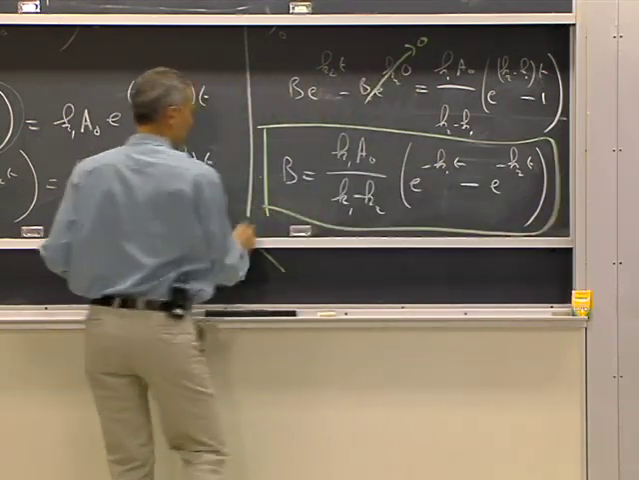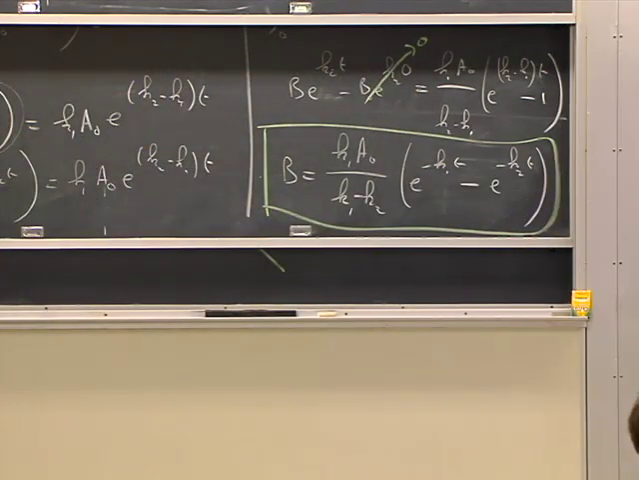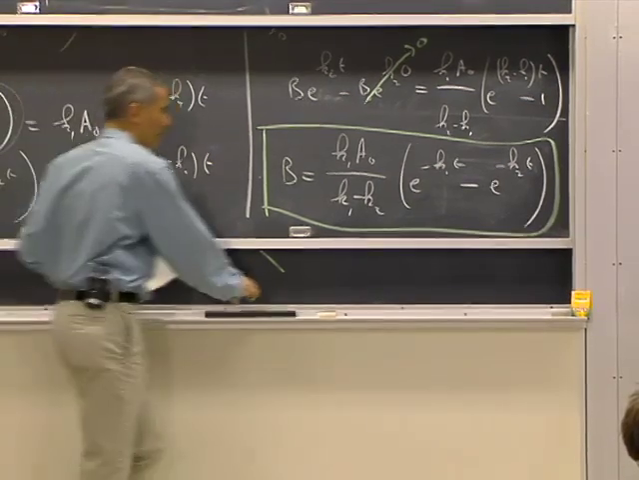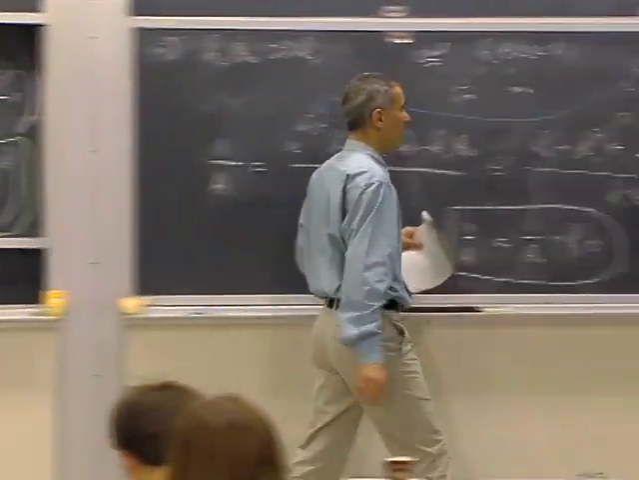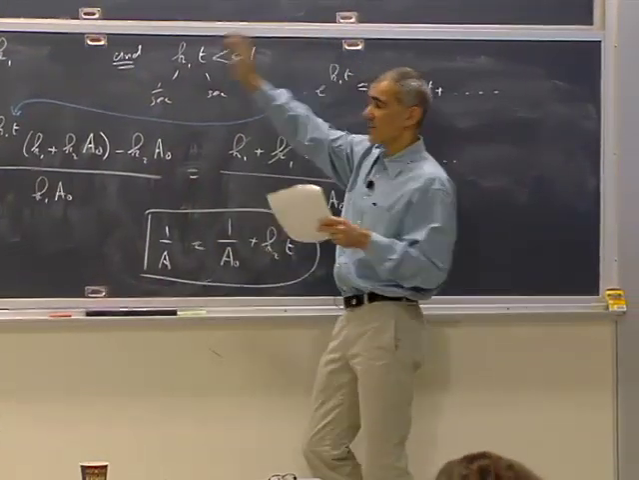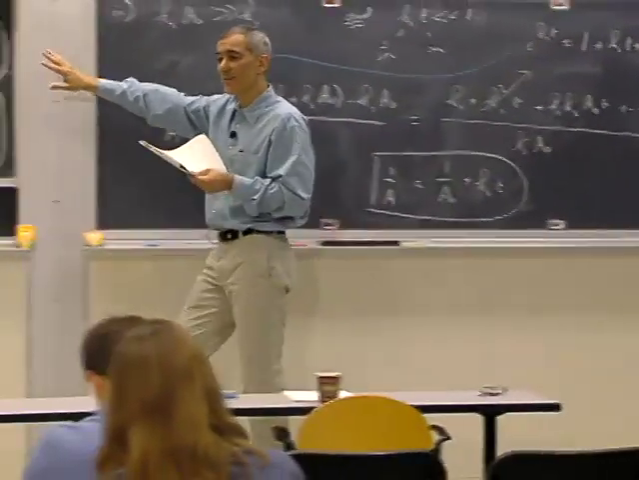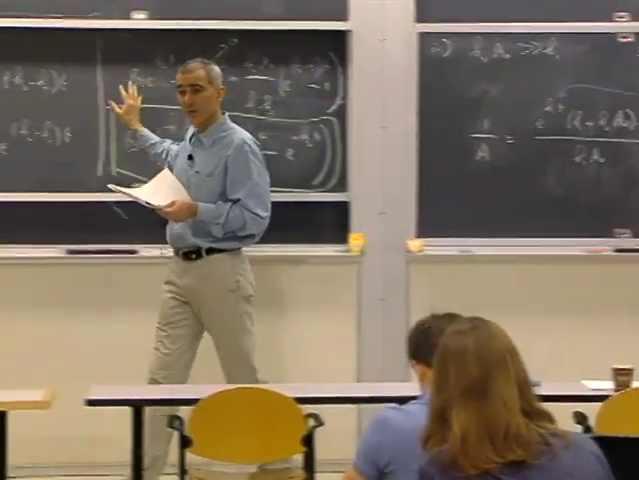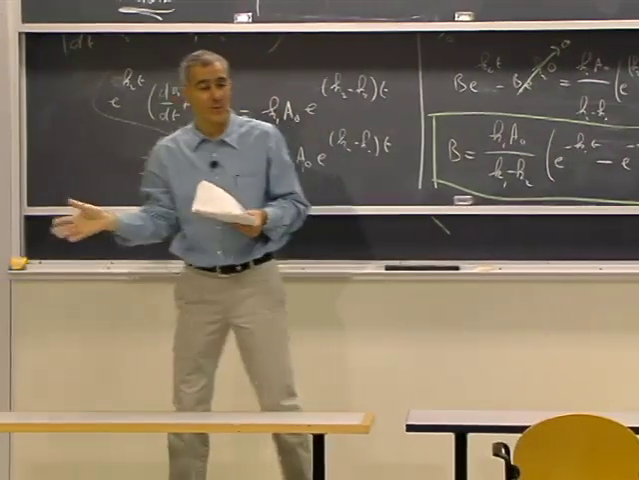OK, we're two thirds of the way through. Now we've got to find C. And for the last component, you don't want to be doing this kind of stuff. You don't want to waste your time solving differential equations, because stoichiometry can help you out.